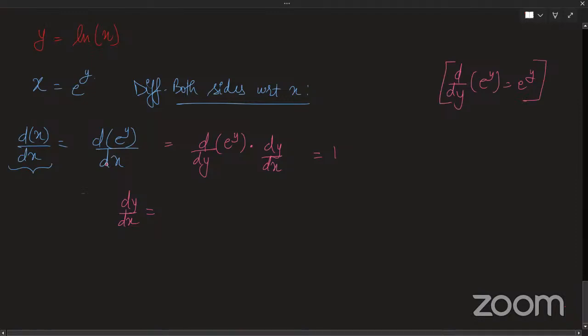Vignesh, I get it, sir. Fine. So can you tell me what will be the value of dy by dx? It will be 1 by e raised to y. Everyone agree with this? Yes, sir. Right? Because I have just taken the reciprocal on the right side. So 1 by e raised to y can be written as 1 by x, because e raised to y was equal to x. So if my y is equal to ln x, my value of dy by dx is 1 by x.